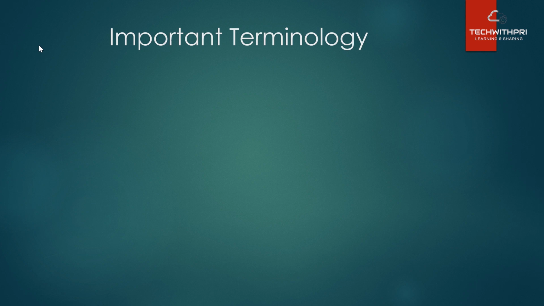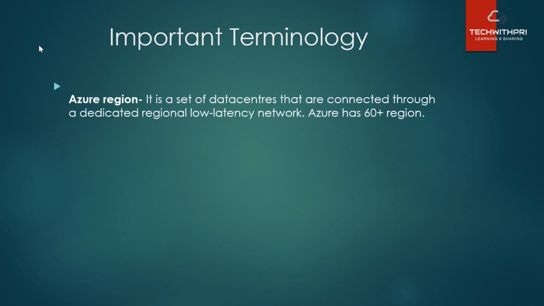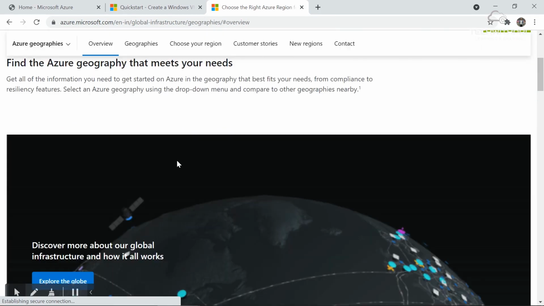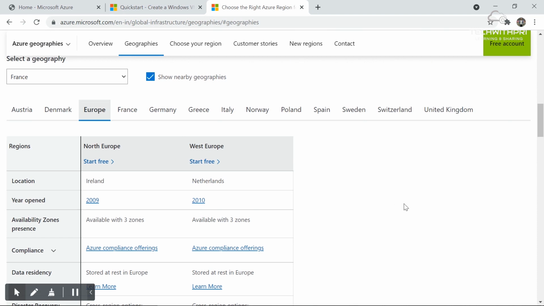Okay, so some important terminology, first would be Azure Region. It's very important. It is a set of data centers that are connected through a dedicated regional low latency network. Now to understand this, I will just go to a website of Azure, and I'm going to post the link in the description. So this is the website. Actually, this is for the Azure geographies. So I will post the link again.